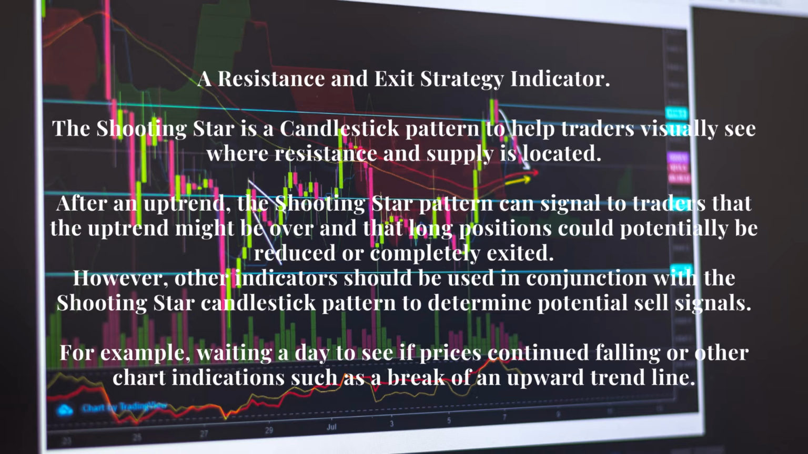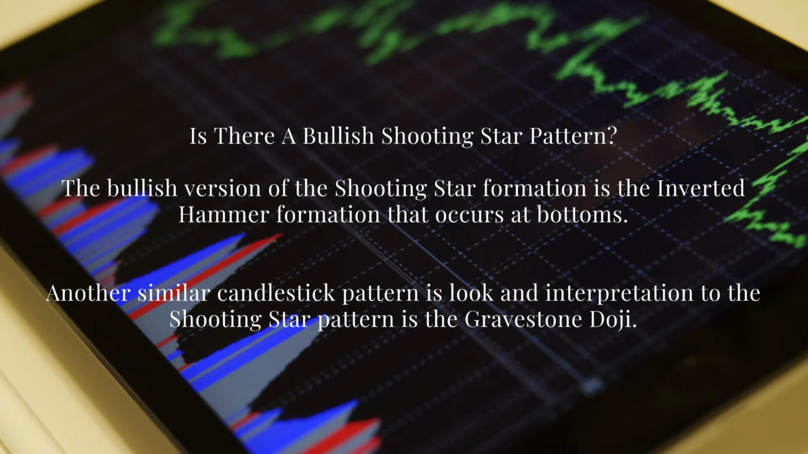However, other indicators should be used in conjunction with the shooting star candlestick pattern to determine potential sell signals. For example, waiting a day to see if prices continue falling, or other chart indications such as a break of an upward trend line.